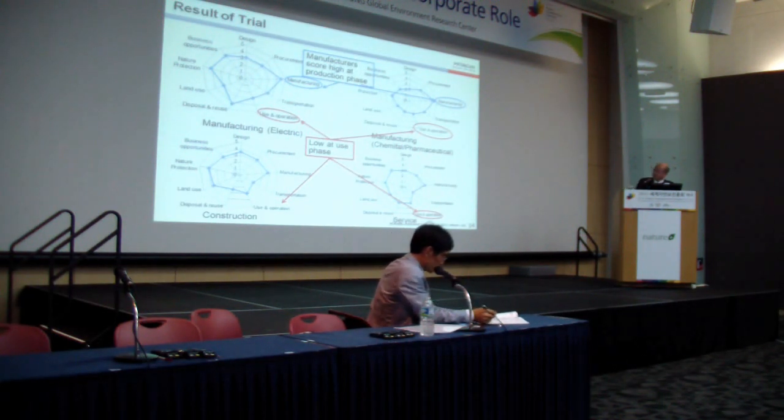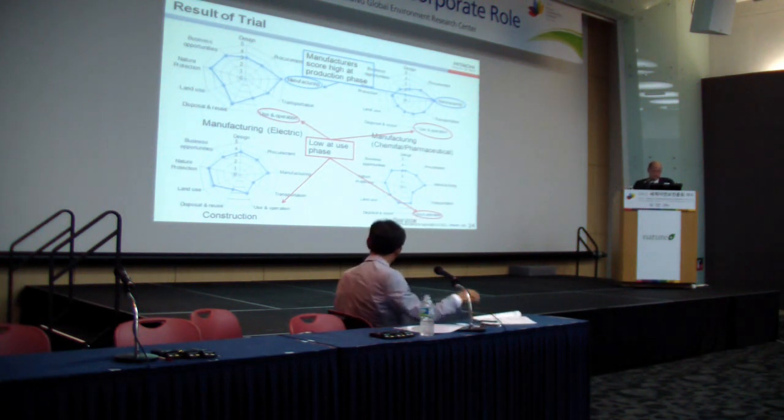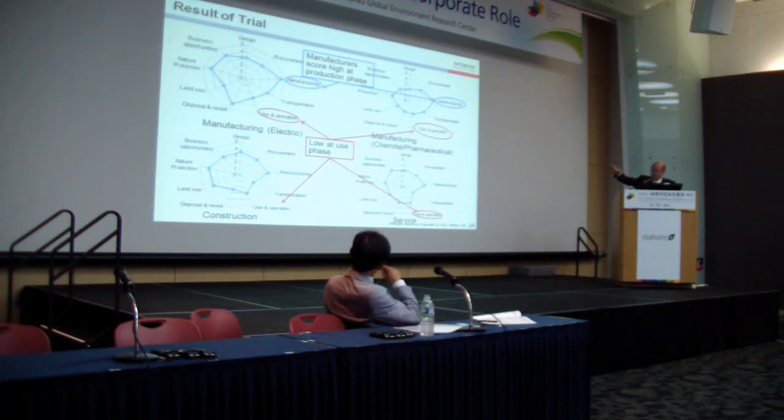In the case of manufacturing, electric appliance manufacturers like us have a tendency to make this kind of form in the radial chart. Disposal and reuse is very large because I think this is specific to Japan as well as Korea. But design, we have to try more.